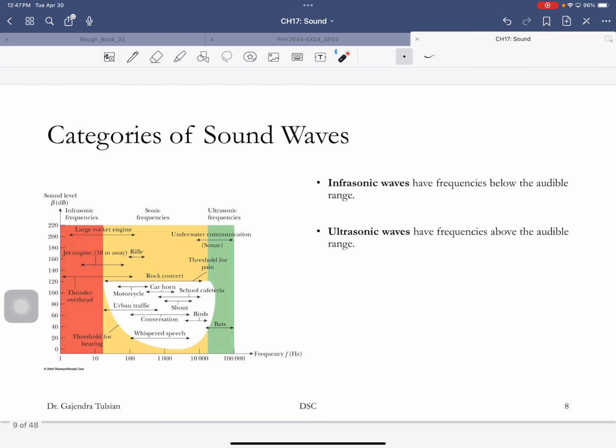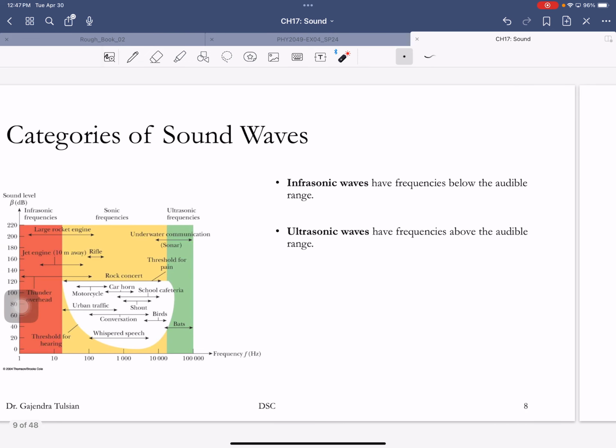So infrasonic waves have frequencies below the audible range. So infrasonic frequencies are below 20 hertz, and ultrasonic waves are above 20,000 hertz. Dog whistles are ultrasonic frequency whistles. Dogs can hear frequencies higher than we can hear.